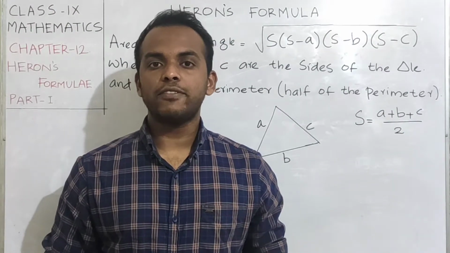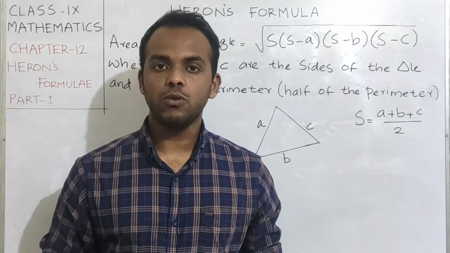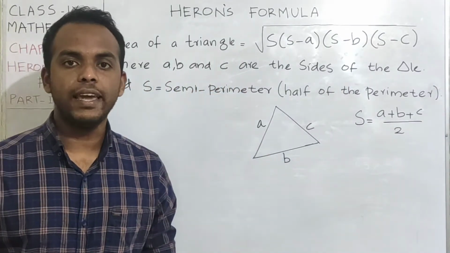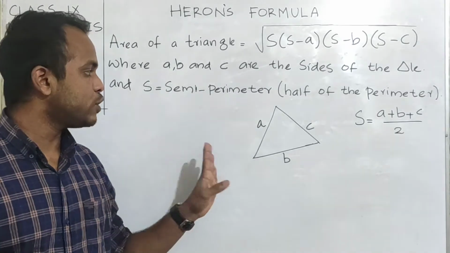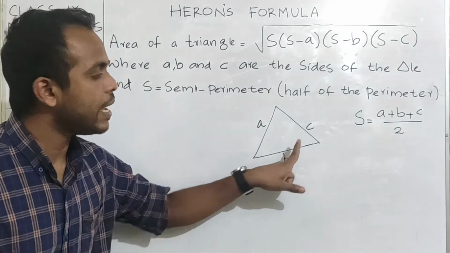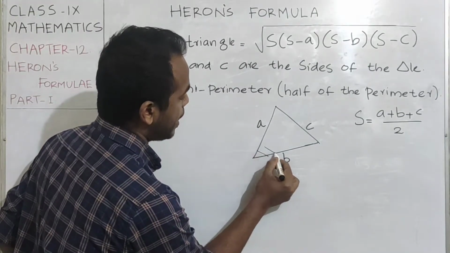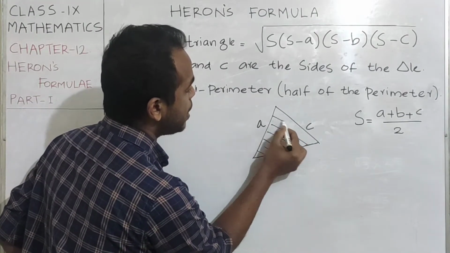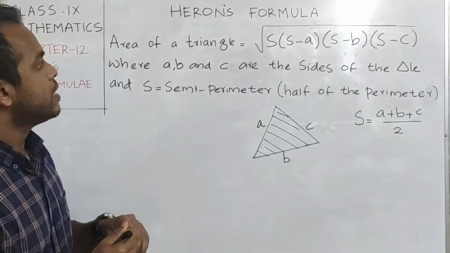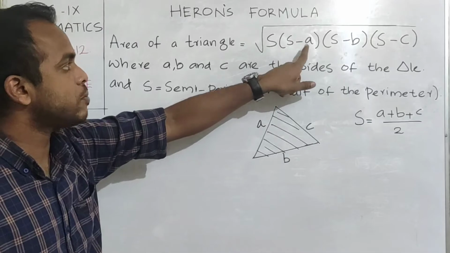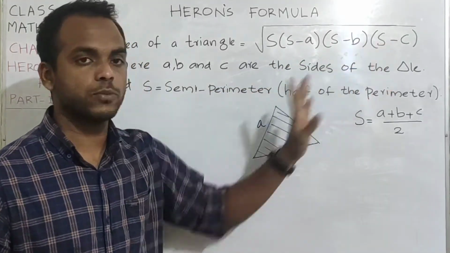Heron's formula is a formula created by Heron, who lived in ancient Egypt. Now let's see what Heron's formula says. If a triangle is given to you with sides a, b and c, then the area of this triangle can be found using a particular equation: root of s into s minus a into s minus b into s minus c.